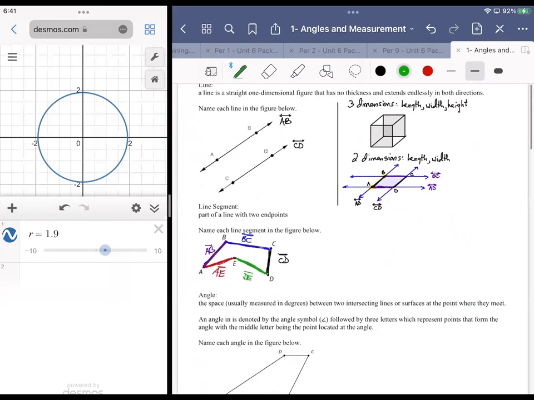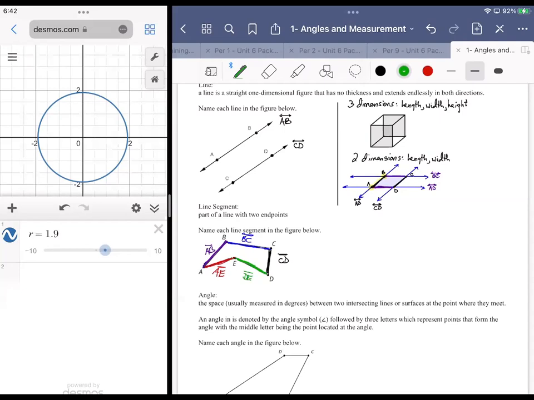Naming angles, it's not too bad either. It's the same idea, except you'll have an additional component. So an angle is a space usually measured in degrees. Another term called radians that you can measure in, but we're going to focus only on degrees, or at least for the majority of the course. Between two intersecting lines or surfaces at the point where they meet.